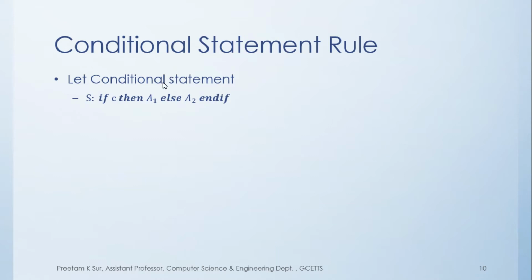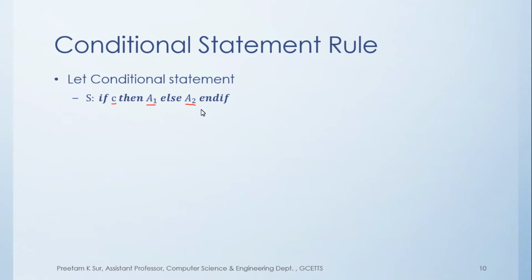So what does it mean? If you just explain this one, what is it telling? It is telling that C is the condition. Okay, so if condition C is true, then statement A1 will be executed. If C is not true, then statement A2 will be executed. C is a condition that might be evaluated to either true or false. So if C is evaluated as true, then A1 will be executed. If C is evaluated as false, then A2 will be executed. This is how a branching statement or conditional statement looks in any algorithm, right?